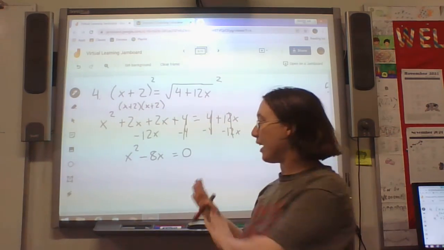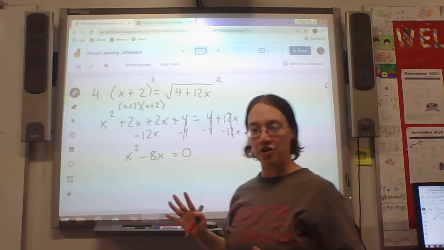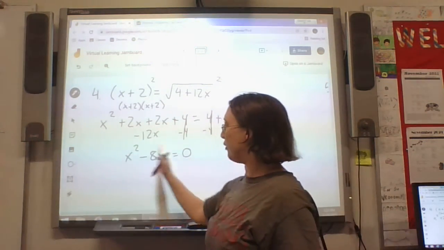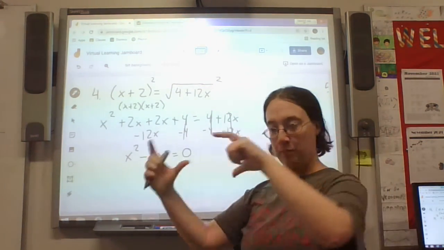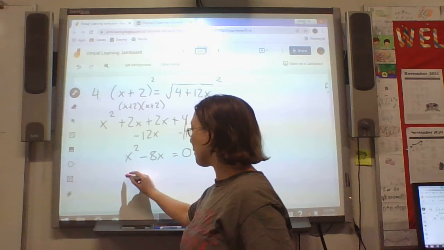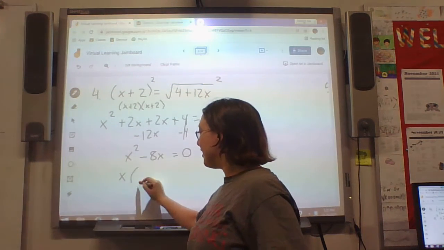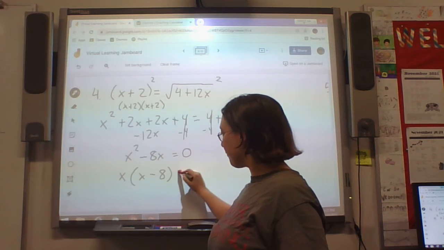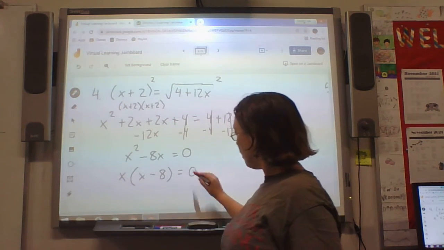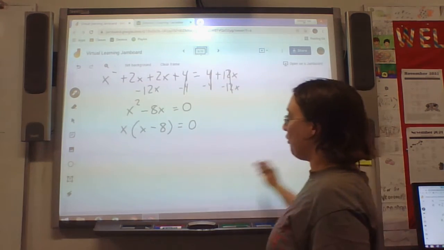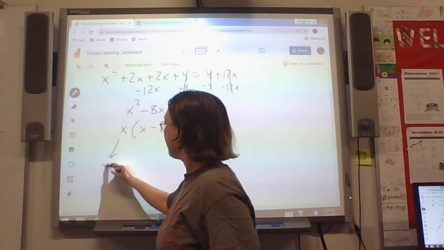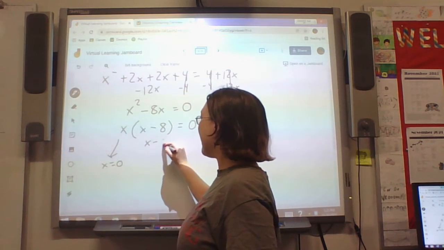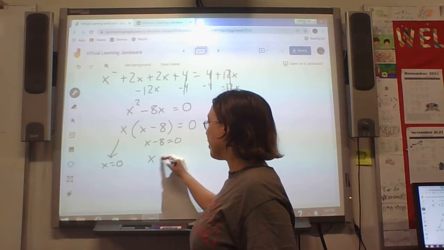Okay. Now, if we're factoring this, both of these terms have an x. So instead of turning this into two sets of parentheses with our binomial factors, we're going to just factor out an x here. So we got an x and an x minus 8. Which means that either x is 0 or x minus 8 is 0, which would give you x equals 8.